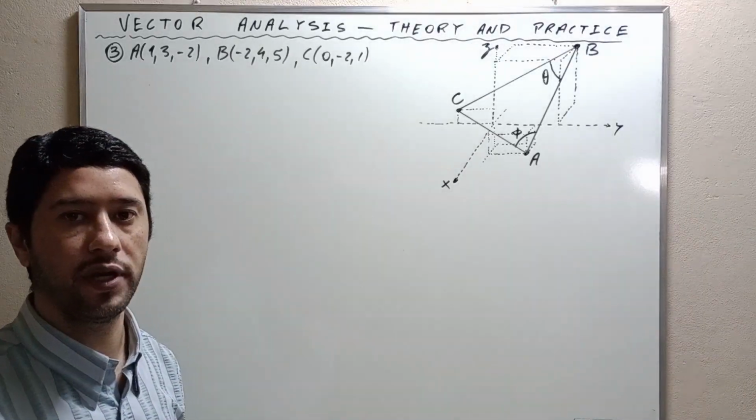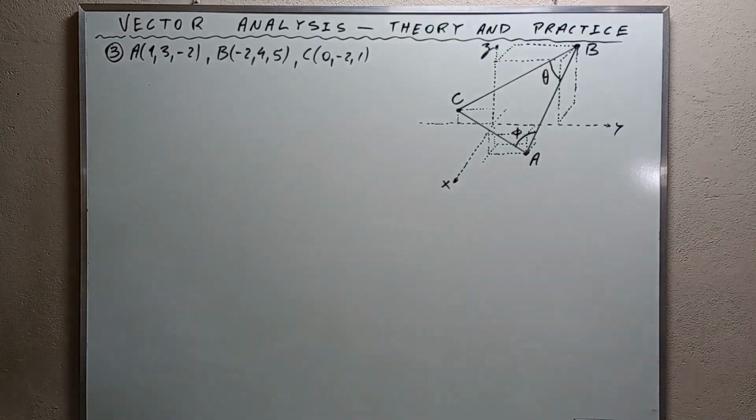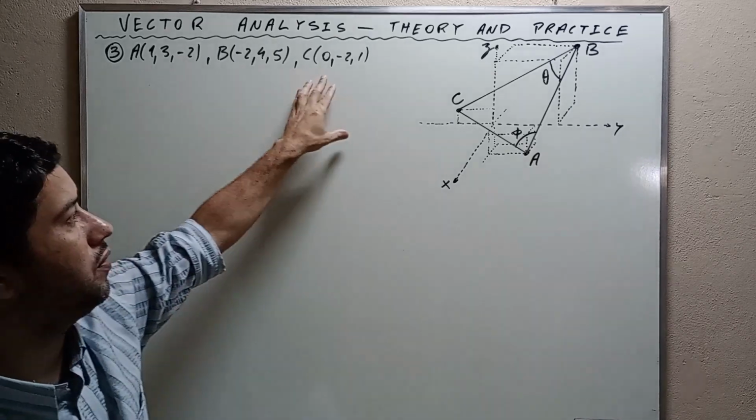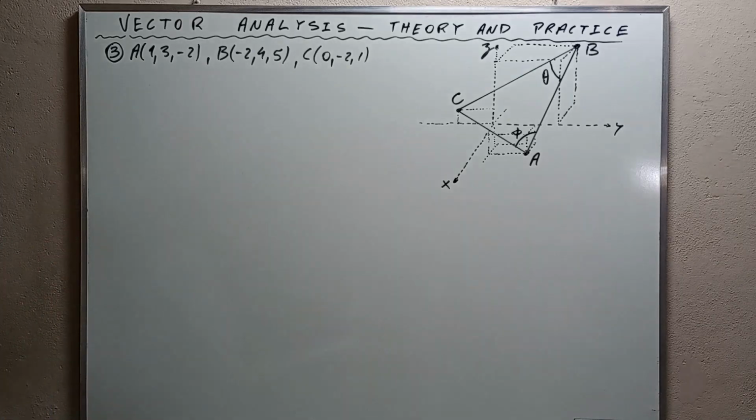Exercise number 3 now. Use the definition of the dot product to find the interior angles at A and B of the triangle defined by the 3 points A, B, and C. Okay? This is a question. Let's go to the solution.